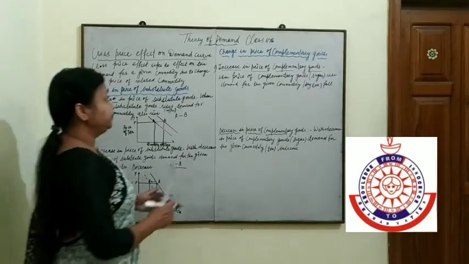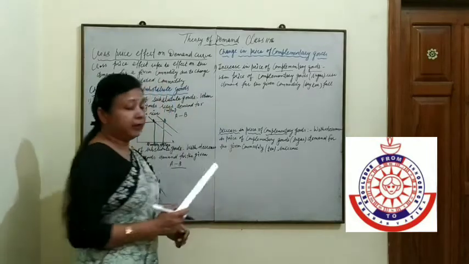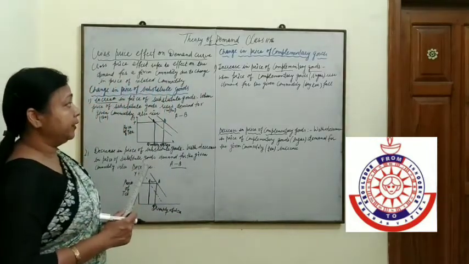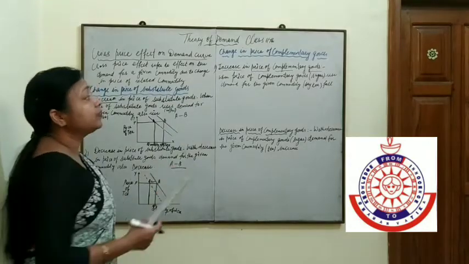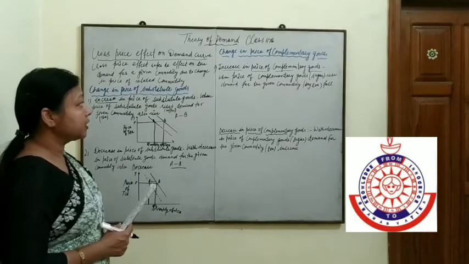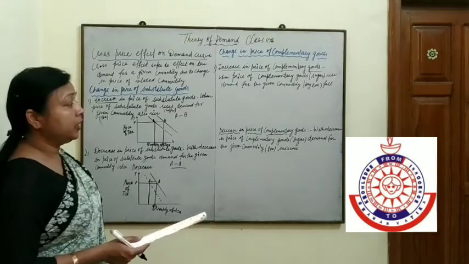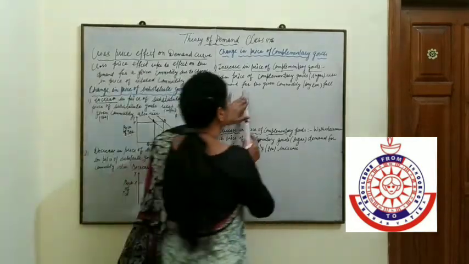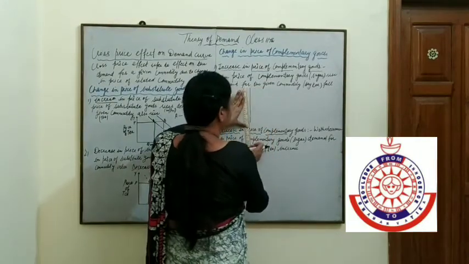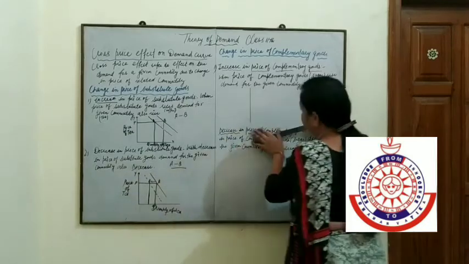Same as the change in the price of complementary goods. Increase in the price of complementary goods: when the price of complementary goods, here sugar, rises, the demand for the given commodity falls. How? Because complementary goods are used together. Let us take the given commodity tea.